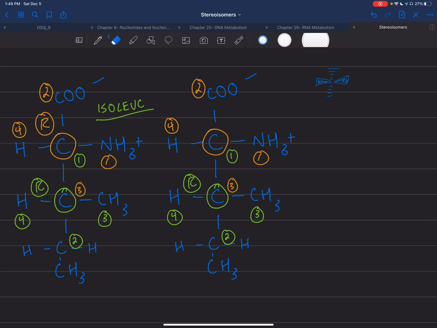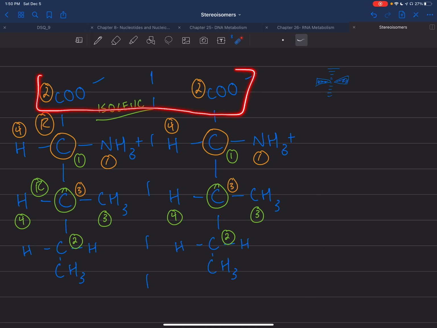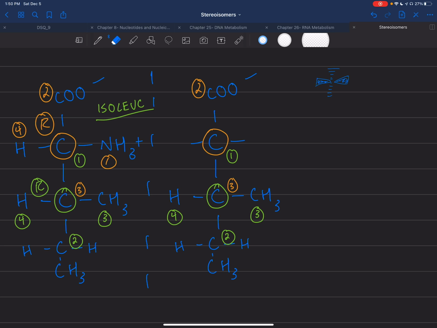Let's get rid of the R. Okay, to make a mirror image, all you need to do is look for an imaginary plane and make sure that everybody has a buddy. This is fine, but we need NH3 to have its buddy here. We need methyl to have its buddy here. So all we're going to do is swap these. And we're going to put NH3 here and the corresponding hydrogen here.